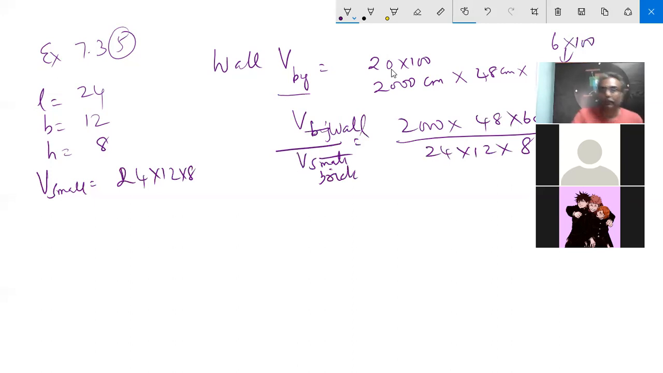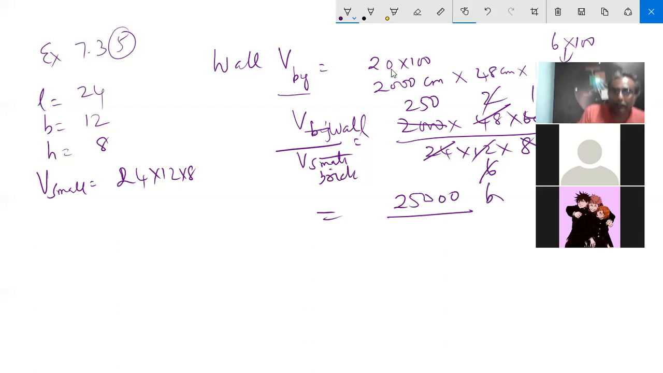Same thing. 24 will go in 48 2 times. 2 will go in 12 6 times. 6 will go in 600 100 times. 8 will go in 2000 250 times. So 250 into 100 is equal to 25,000. 25,000 bricks are needed. This is fifth sum.